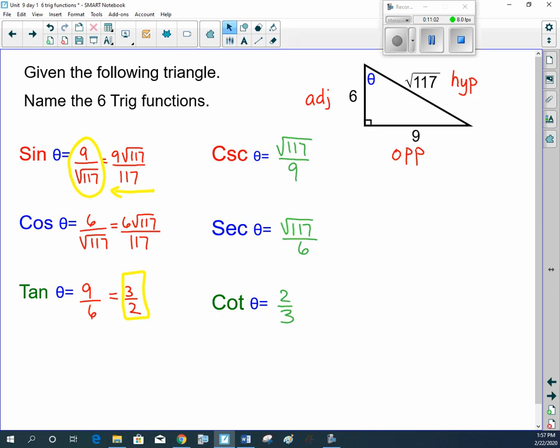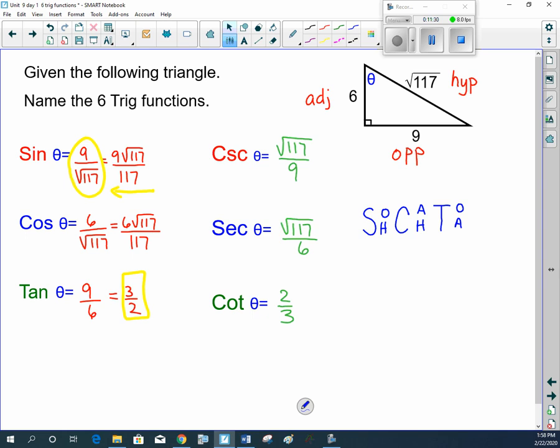Okay, so hopefully we're starting to get these definitions. There is an acronym to help you remember. It's called SOHCAHTOA. So it's S-O-H, C-A-H, and then T-O-A. So that helps you remember, because you're going to have all 6 trig functions memorized.